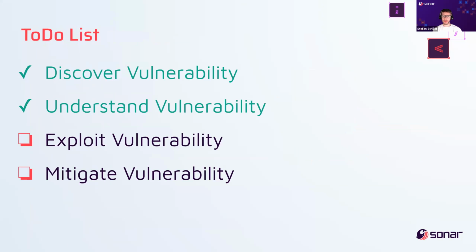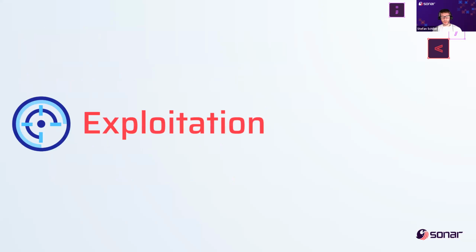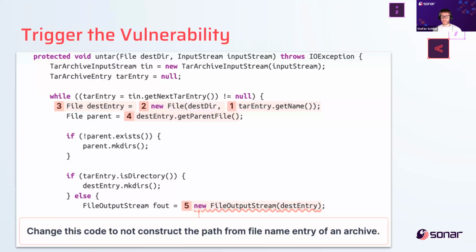Regarding our to-do list, we are aware of how SonarCloud detects vulnerabilities now and also understand this specific zip vulnerability. Now let's change our perspective and talk about exploitation. In order to determine the impact of the vulnerability and better understand how to mitigate it, we need to take on an attacker's perspective. So let's try to exploit this zip vulnerability.